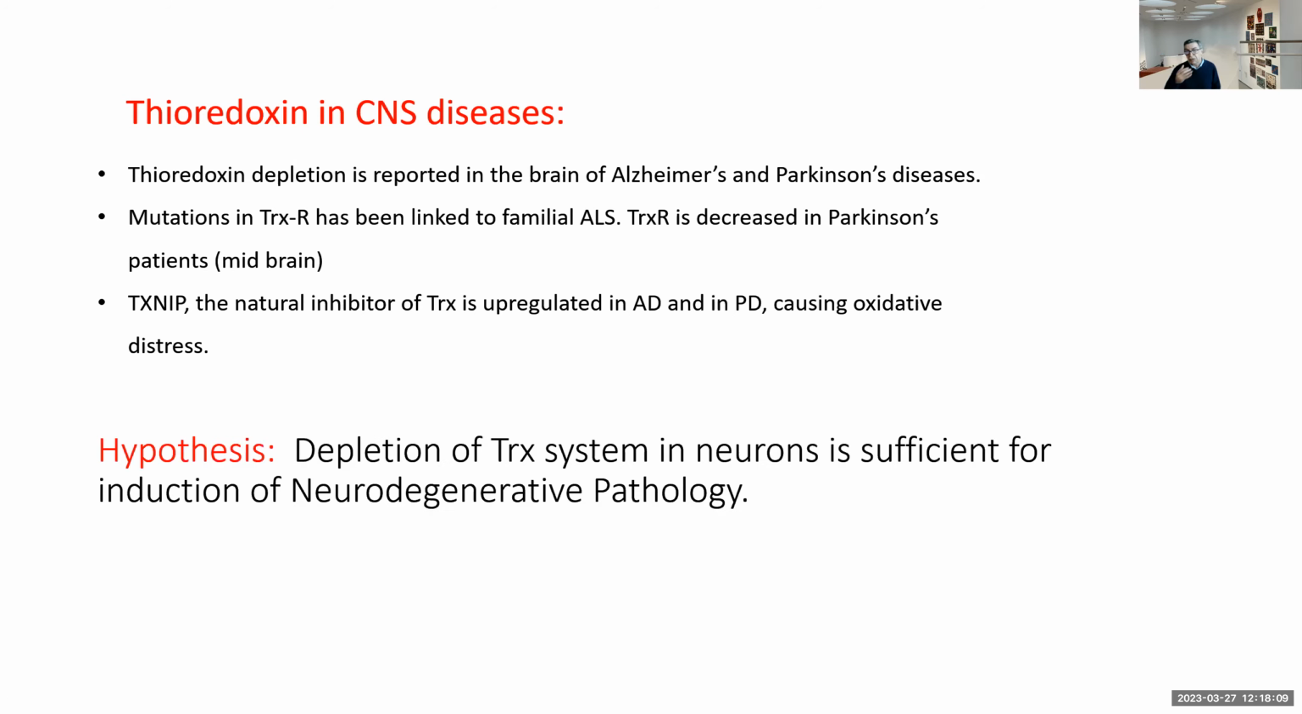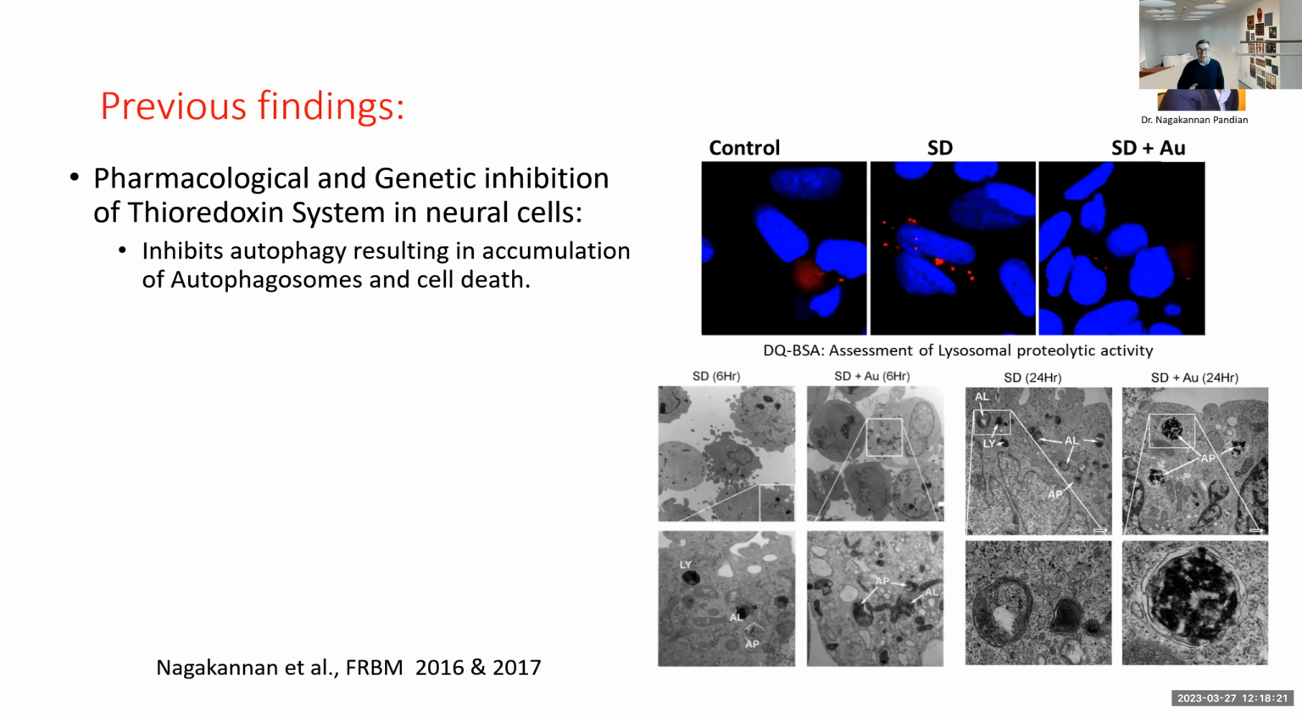So my hypothesis is that depletion of the thioredoxin system in neurons is sufficient for induction of neurodegenerative pathology. So for that, we have been working on this for a while using in vitro cell models. This is a model of SH-SY5Y neuroblastoma cells. What we did, we used pharmacological and genetic inhibition of thioredoxin. We used an inhibitor of thioredoxin, PX12, and also of thioredoxin reductase.